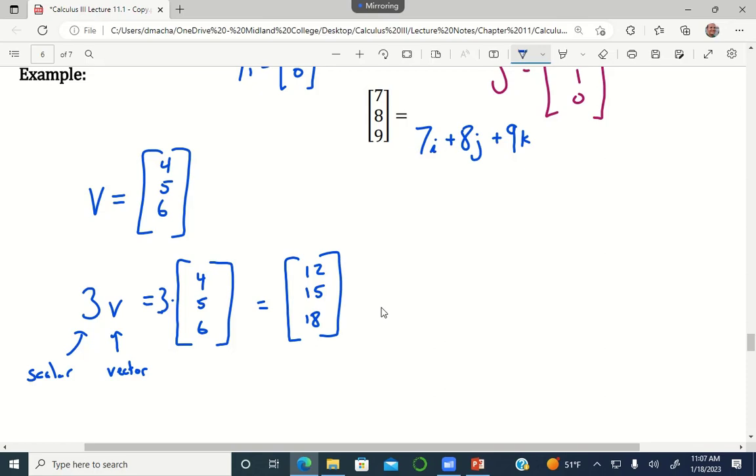So if you see 5i, that would be the vector 5, 0, 0. What if you saw 42 times k? What would that vector be? 0, 0, 42. Okay.